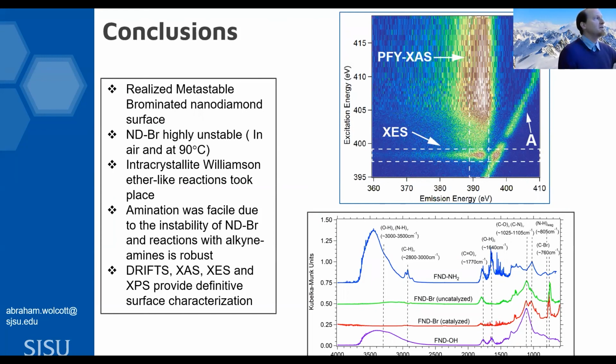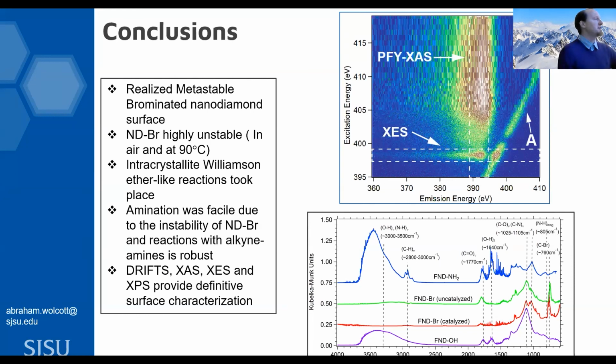The conclusions that we can say is that we've realized a metastable brominated nanodiamond surface. This bromide is highly unstable. It's unstable in air. It's unstable at high temperature. Even though I didn't get into a lot of the details, I think we can also say that there is some evidence for a Williamson ether-like reaction. And this is due to some FTIR evidence that shows that we've got ether linkages on the surface. The amination was facile due to the instability of this brominated diamond surface.